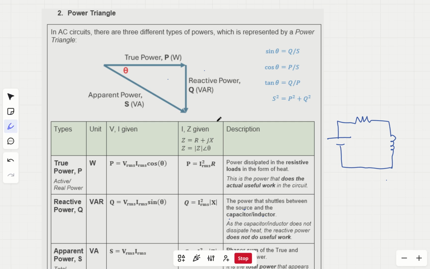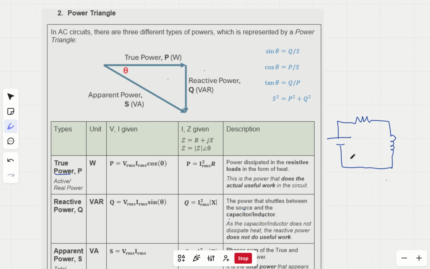In this lesson, we will learn about power triangle. Power triangle shows the relationship between true power and the reactive power. Okay, true power. What is the true power? True power is the power dissipated in the resistive load.